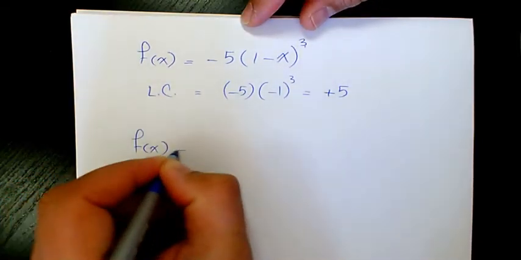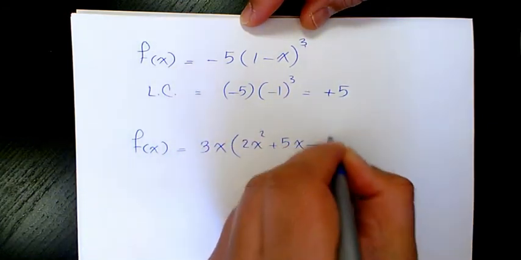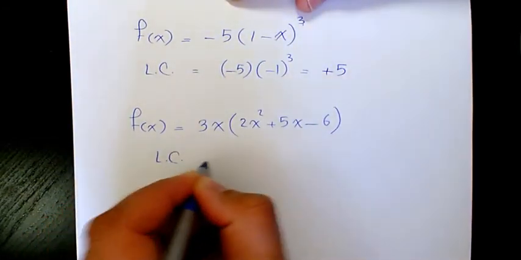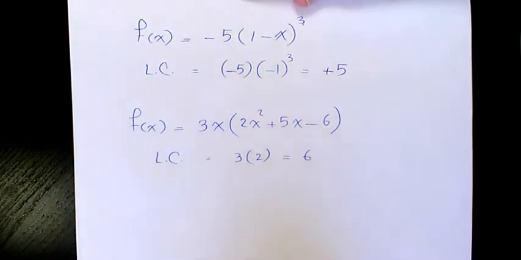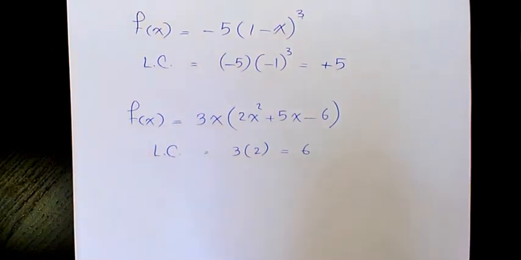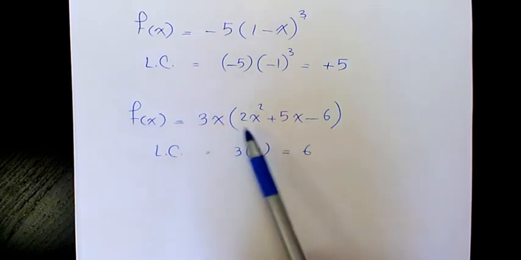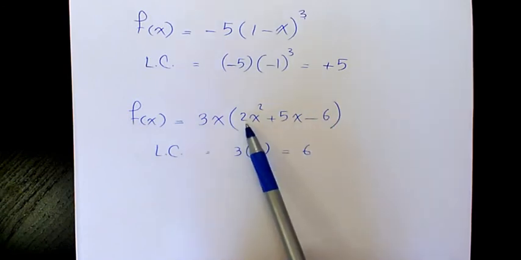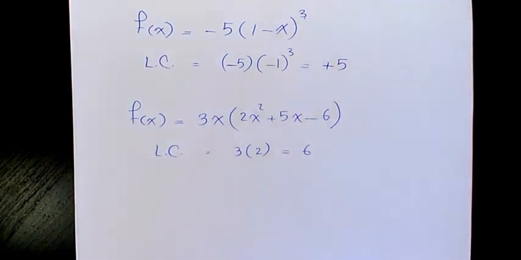Next example is going to be 3x(2x^2 + 5x - 6). So in this example, we have the leading coefficient to be 3 times 2, which is going to be equal to 6. The leading coefficient is going to be 6 because the coefficient here is 3 and the coefficient here is 2. So we don't care about the others. We need to consider the coefficient of the largest exponent. So 3 times 2 is going to be 6. So that's how we find the leading coefficient of factored form for polynomial functions.